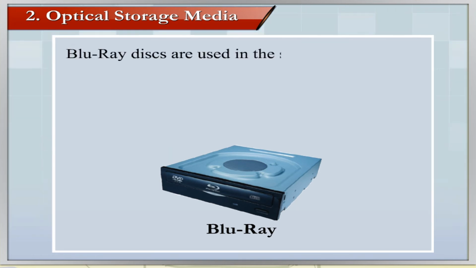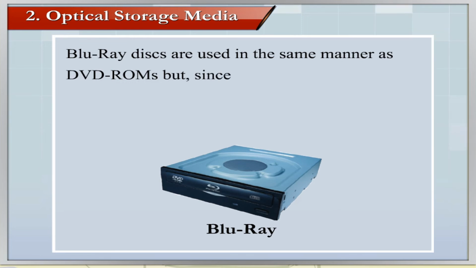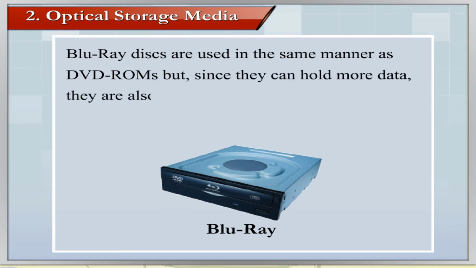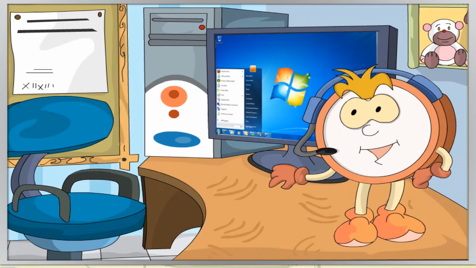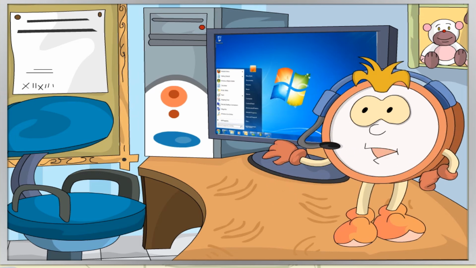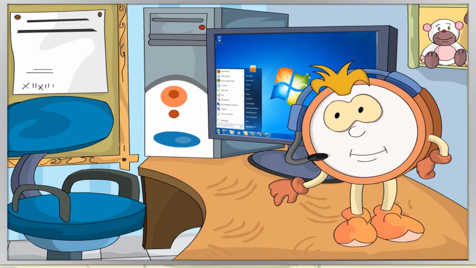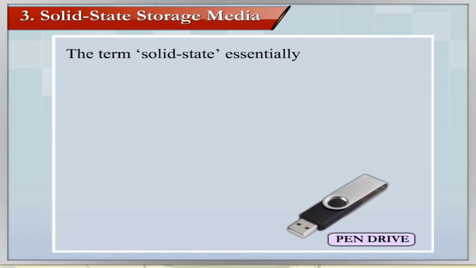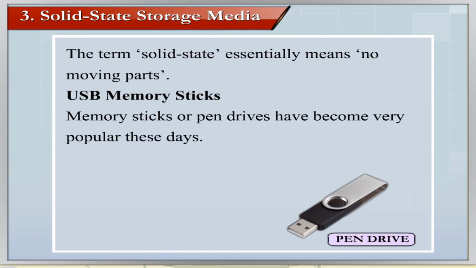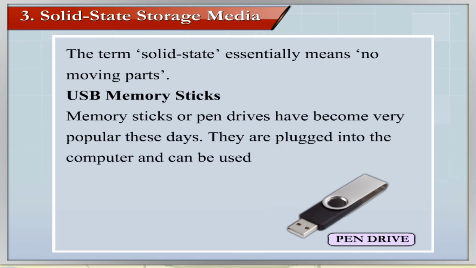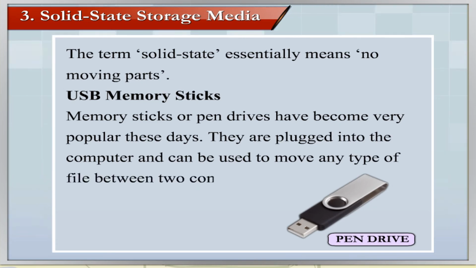Blu-ray discs are used in the same manner as DVD-ROMs, but since they can hold more data, they are also used to store very high-quality, high-definition HD video. Pen drives are popular as they work using flash technology, have no moving parts and hence do not wear out soon. Solid-state storage media. The term solid-state essentially means no moving parts. USB memory sticks. Memory sticks or pen drives have become very popular these days. They are plugged into the computer and can be used to move any type of file between two computers.